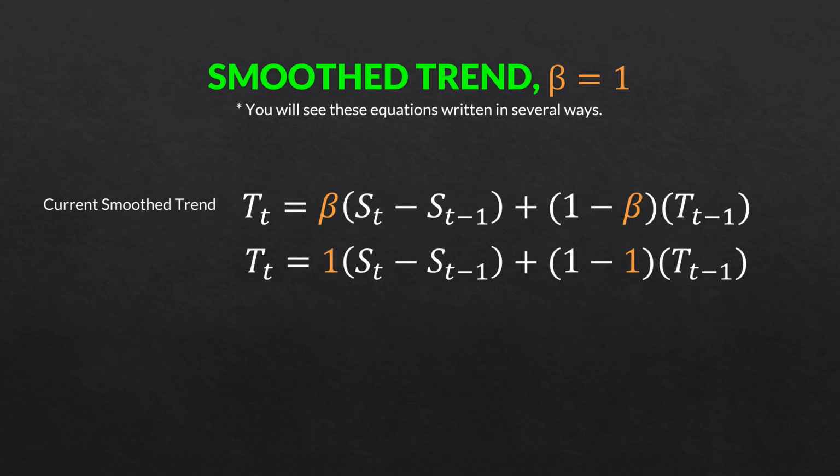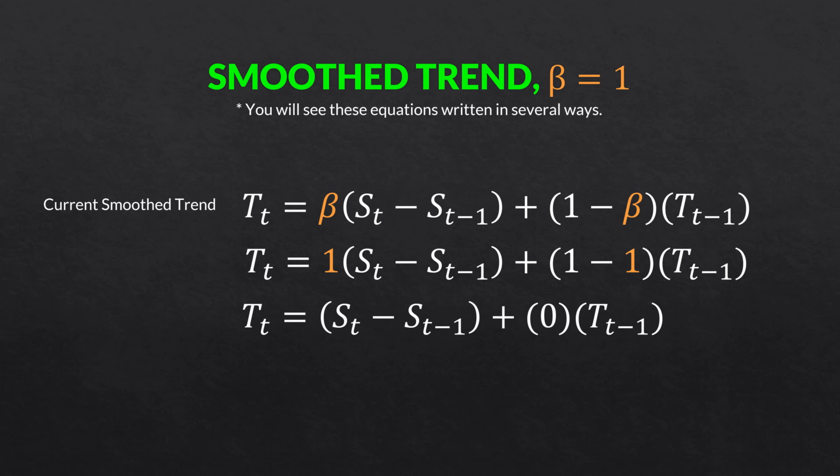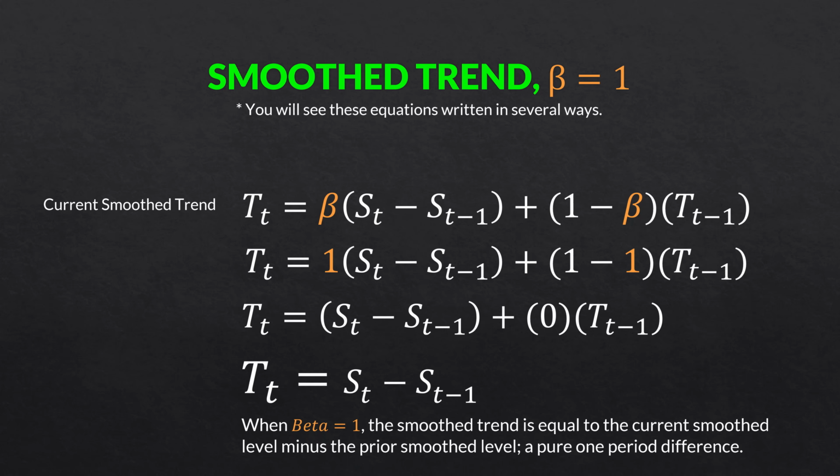This time the right-hand side, the prior period trend, goes to 0, and the left-hand side stays with the 1. So now t sub t equals s sub t minus s sub t minus 1. Well, what does that mean? That means when beta equals 1, the smoothed trend is equal to the current smooth level minus the prior period smooth level. It is a pure one-period difference between those two smooth levels, the current and the prior. We don't factor in the prior smooth trend on the right because it goes to 0. We're looking at just the difference between the two smooth levels on the left.